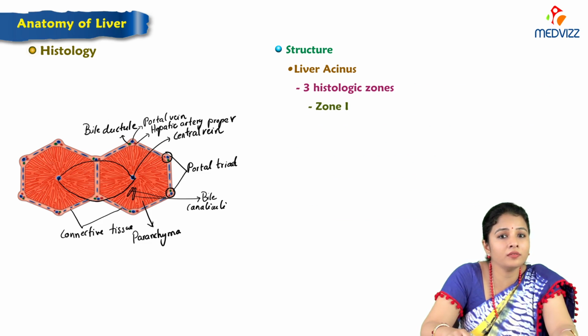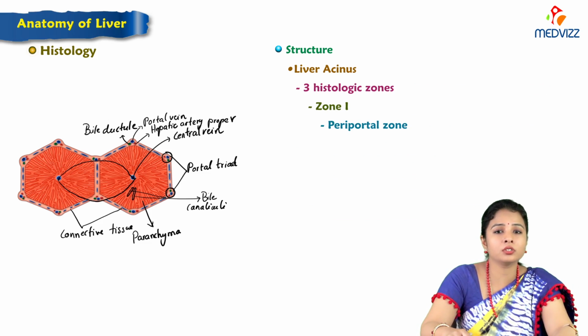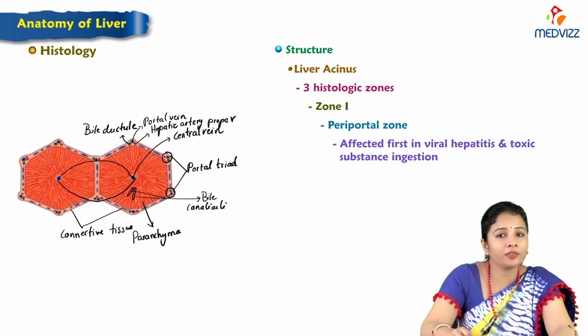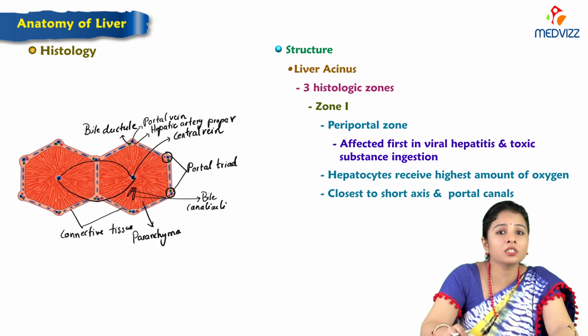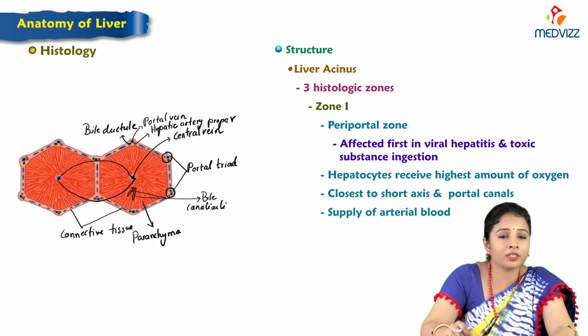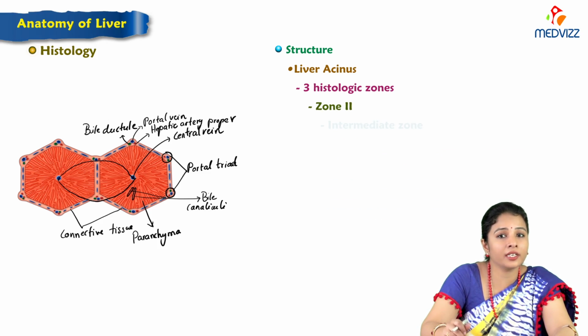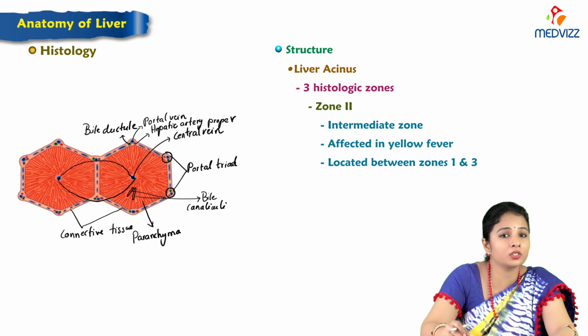That is zone 1, which is called the periportal zone. The periportal zone is affected first in viral hepatitis and toxic substance ingestion. The hepatocytes in zone 1 receive the highest amount of oxygen, and it is the one closest to the short axis, hence the portal canals and supply of arterial blood. Then zone 2, which is an intermediate zone and affected in yellow fever, is located between zone 1 and zone 3.